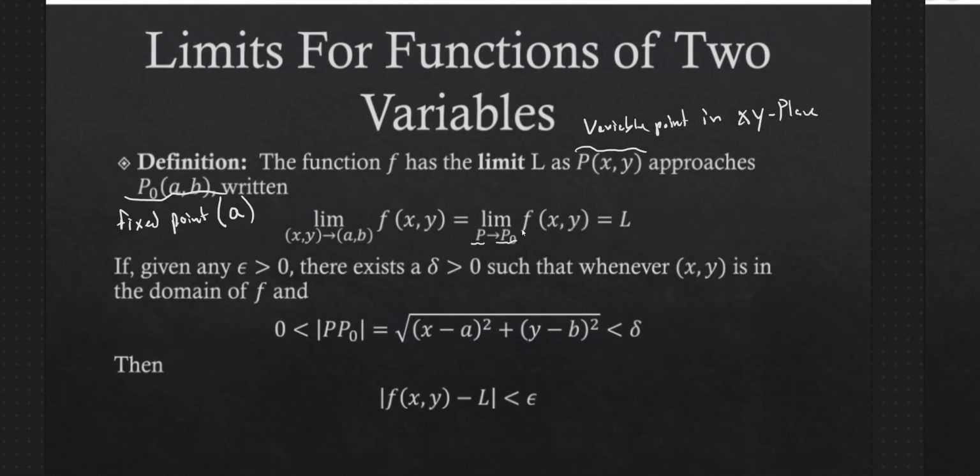So again, have this picture in your mind of traveling in the domain towards the point P naught, and then the function values need to be approaching L. So how do we make that really rigid? Here's our epsilon again. This is our closeness to L. There exists a delta. We need to make our point (x, y) close enough to (a, b) in order to ensure that f(x, y) is close enough to L.